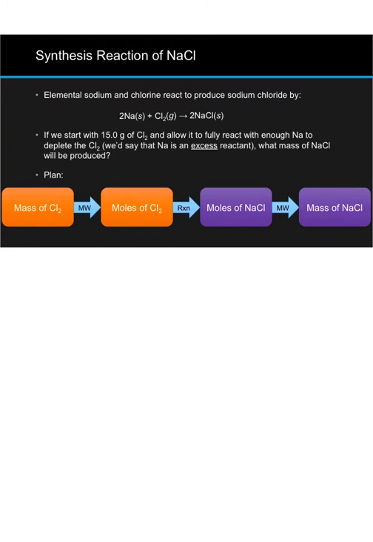So we're going to need a couple of things. We're going to need the molar mass of chlorine and the molar mass of sodium chloride to accomplish this. Chlorine's molar mass is 35.45 times 2, 70.90 grams per mole. Sodium chloride's molar mass is 23 plus 35.45, 58.45 grams per mole.